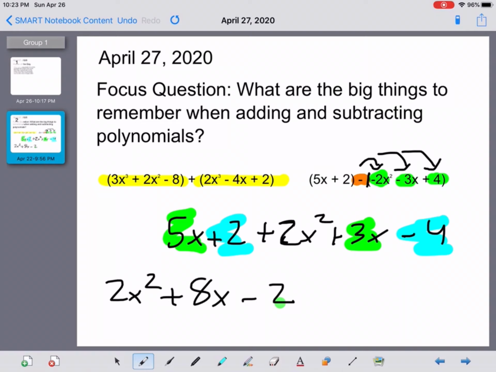When you're working on your problem set today, you are going to be adding and subtracting polynomials. I'm also going to throw in a couple problems on multiplying polynomials. Remember, when you're multiplying, you're using your expansion boxes so that you can do the distributive property in an organized fashion.